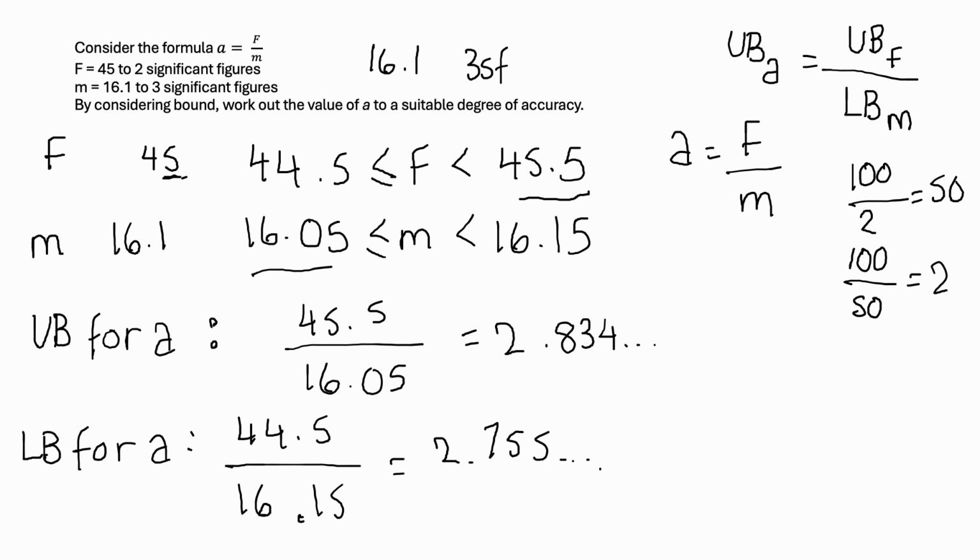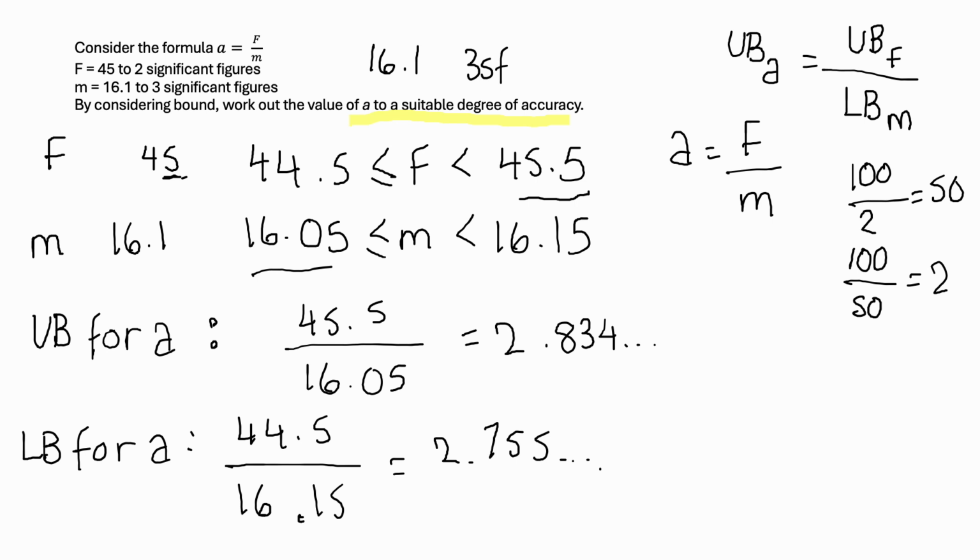Okay, so we've done the big bulk of the question. Now we need to do the last bit of the question, which is to find a suitable degree of accuracy. What that essentially means is we look at the upper bound for A and the lower bound for A, and we try to round each of them to 1 significant figure, 2 significant figures, 3 significant figures, and so on, to see where the upper bound and the lower bound match. The more significant figures, the more accurate our answer is.